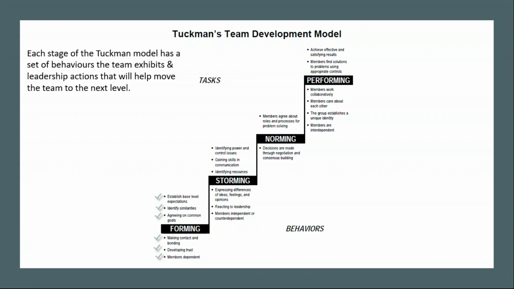Now, when we get to the norming stage, the task is, of course, getting people to agree on priorities and roles and processes and so forth. This is the systemisation of the team. This is where you get some systems and processes that work well for the team.